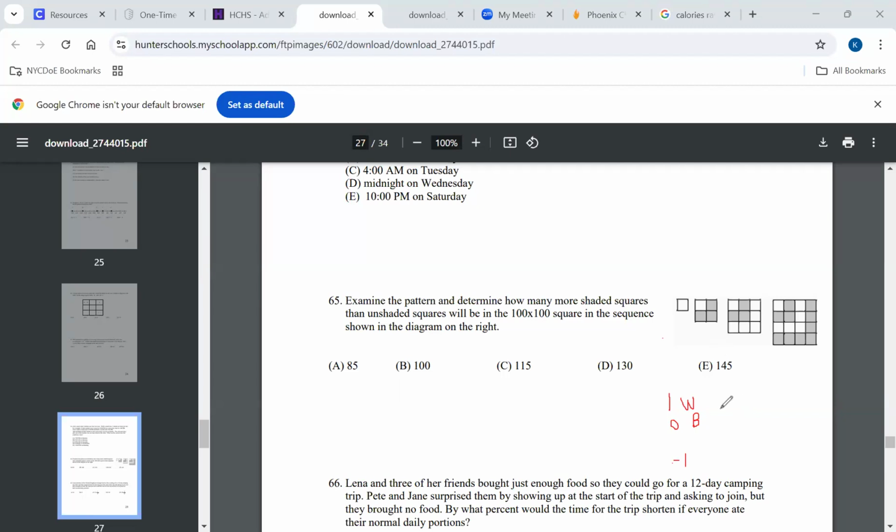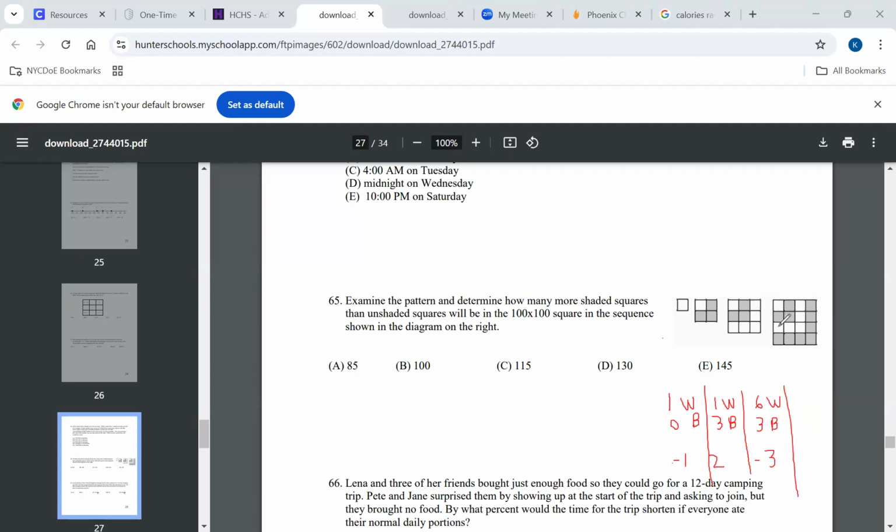Let's look at the second one. It looks like there's 1 white and 3 black. So 2 more black ones than white ones. Let's look at the third one. It looks like there's 1, 2, 3, 4, 5, 6 white and 3 black. That means this time we're back to -3 because there's more white ones than black ones.